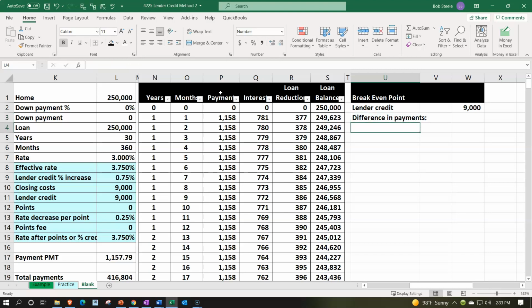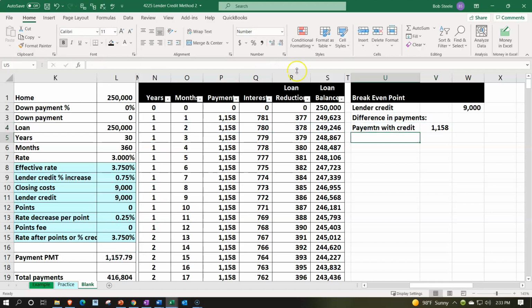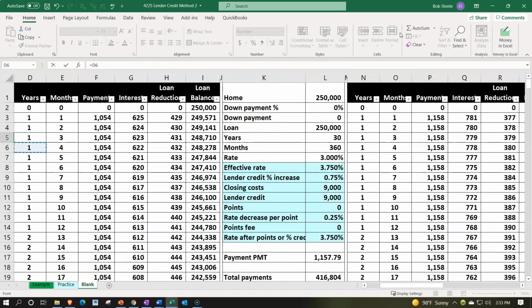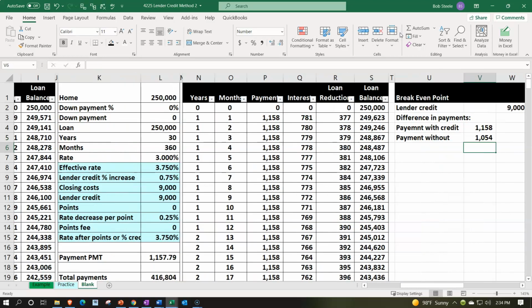So if we just look at the cash flow difference to pay this off, we have the payments with credit. If I have the credit, I'm going to have a higher payment of about 1158, taking the pennies off. Payment, spelled wrong. And then payment without the credit, 1054 about.